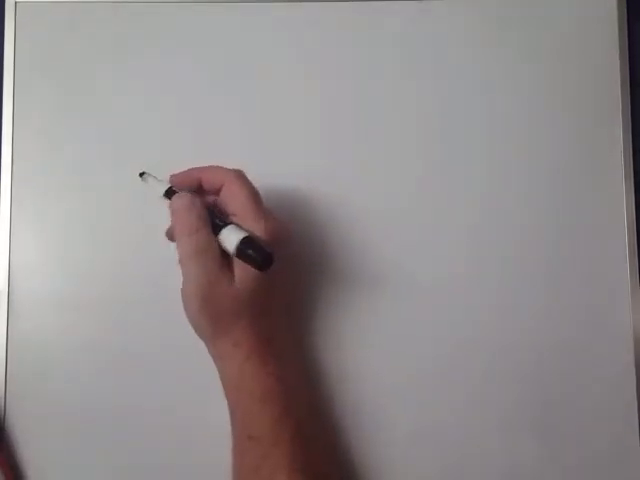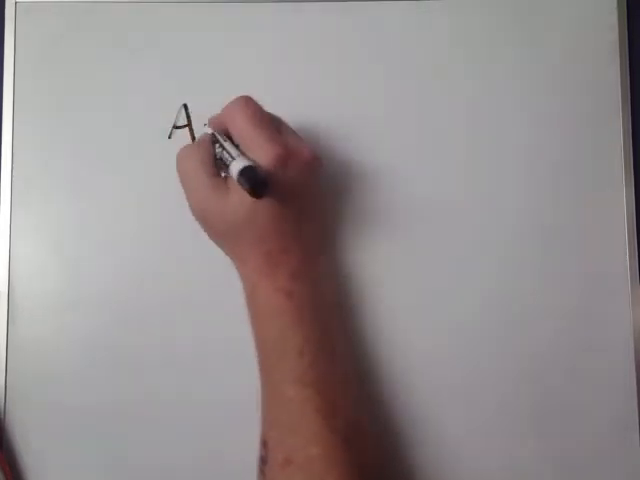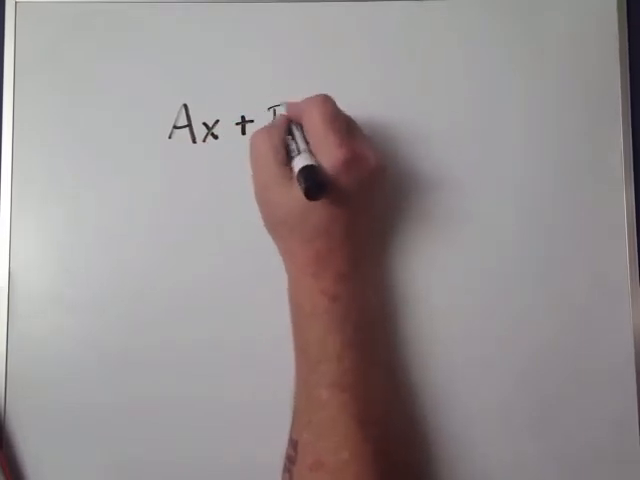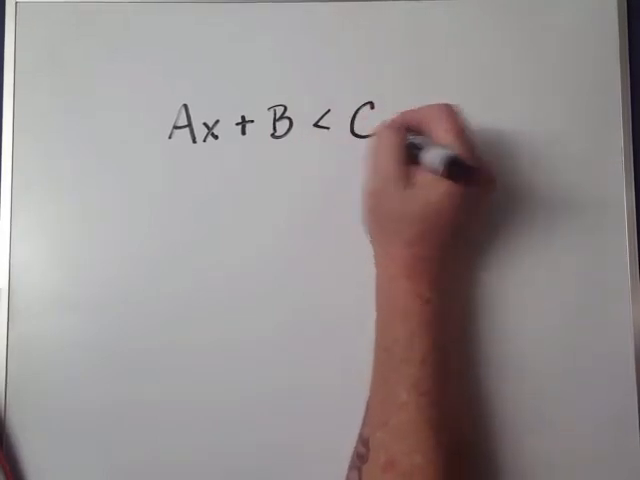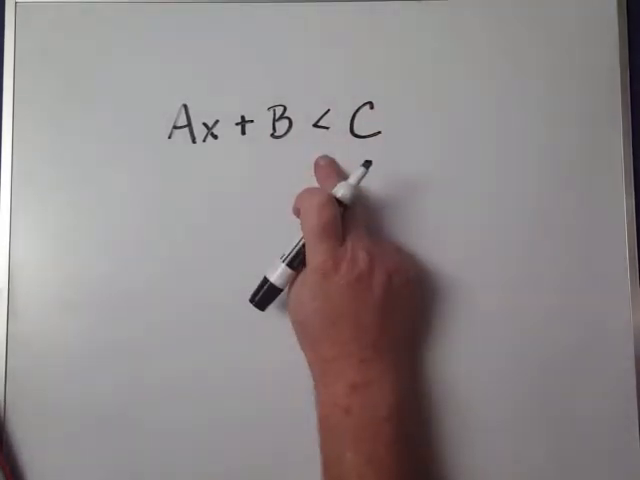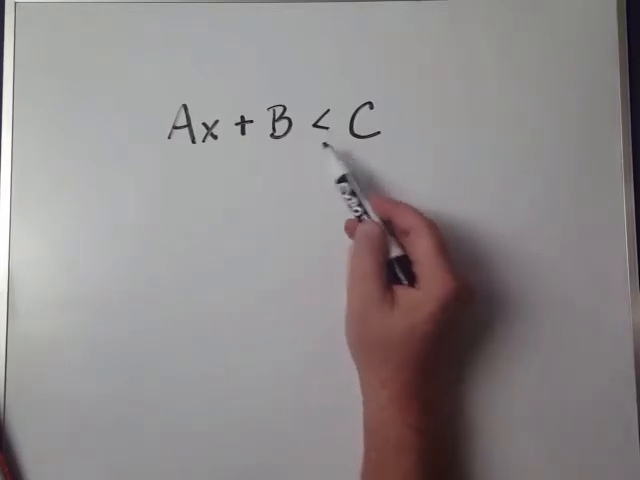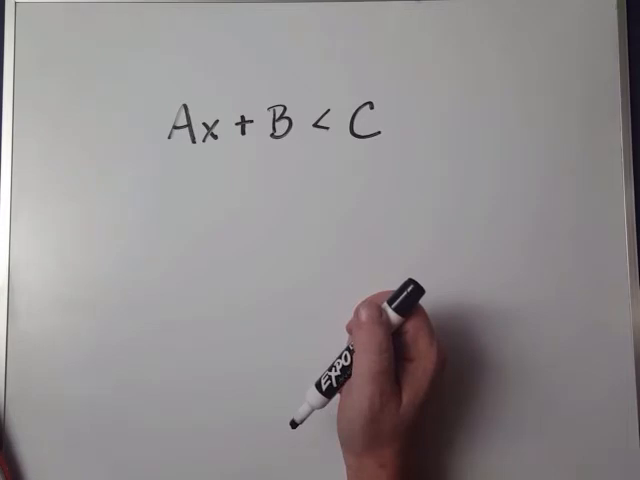And if we look, it says a linear inequality in one variable, here in x, can be written in the form ax plus b is less than c, or less than or equal to, or greater than or equal to. So these are going to look like linear equations, but instead of having an equal sign, they will have some inequality symbol.